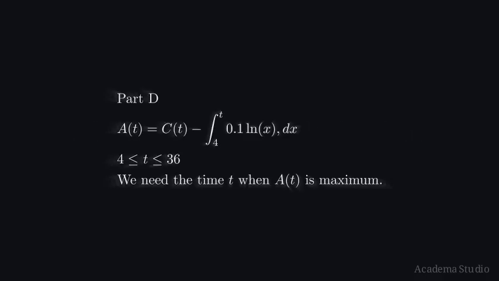In Part D, the function A(t) models the number of acres affected after measures are taken to counter the spread. Notice the correct integral notation. The differential is written as dx, not comma, dx. We need to find when A(t) attains its maximum value for 4 less than or equal to t less than or equal to 36. Absolute maximum on a closed interval.